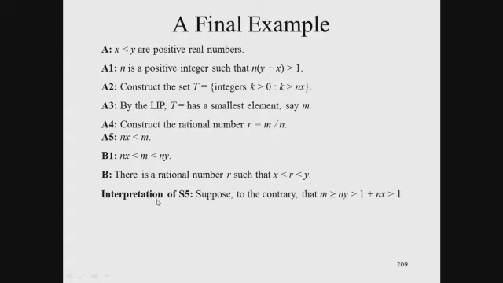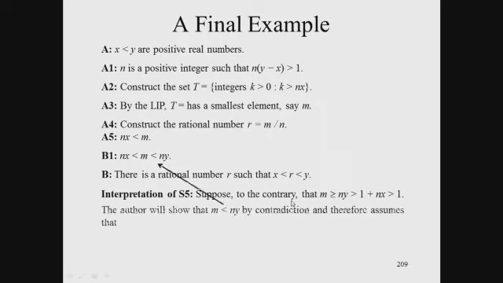Here's where we are. In S5, the author says, suppose to the contrary that M is bigger than or equal to NY, which is bigger than 1, plus NX, which is bigger than 1. So what do you think this assume to the contrary means? What proof technique is the author using here? The contradiction method. The author is going to show that M is less than NY by contradiction.